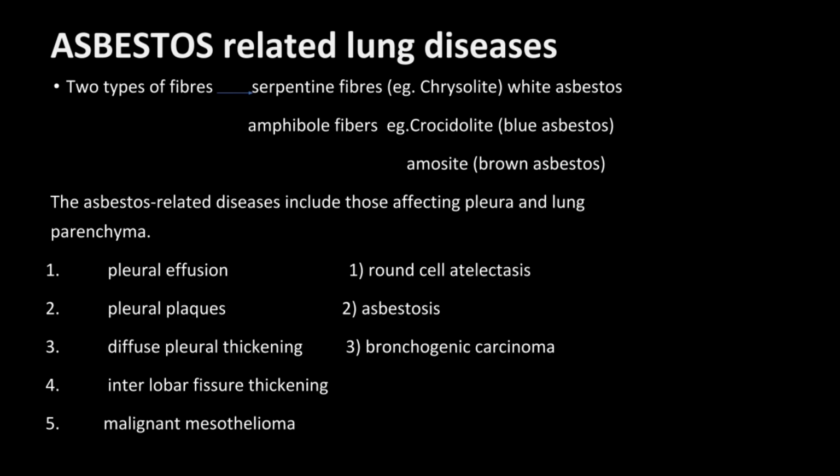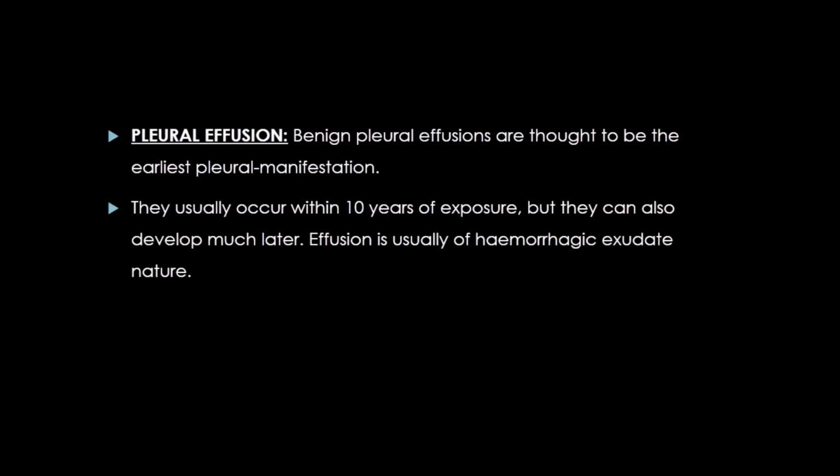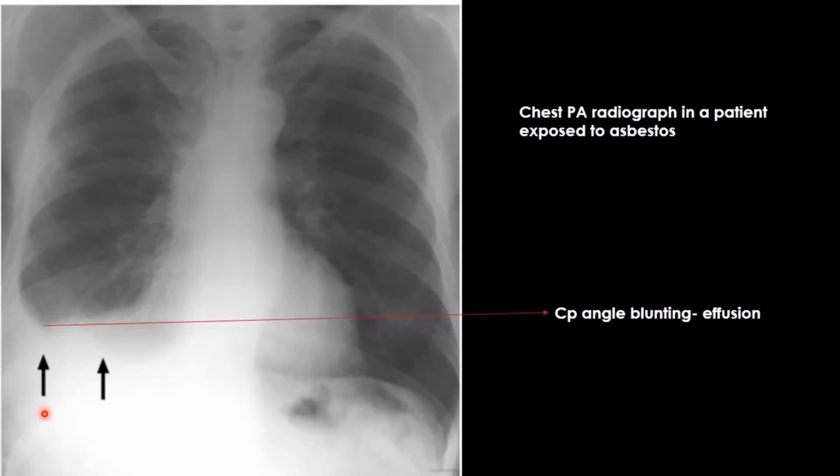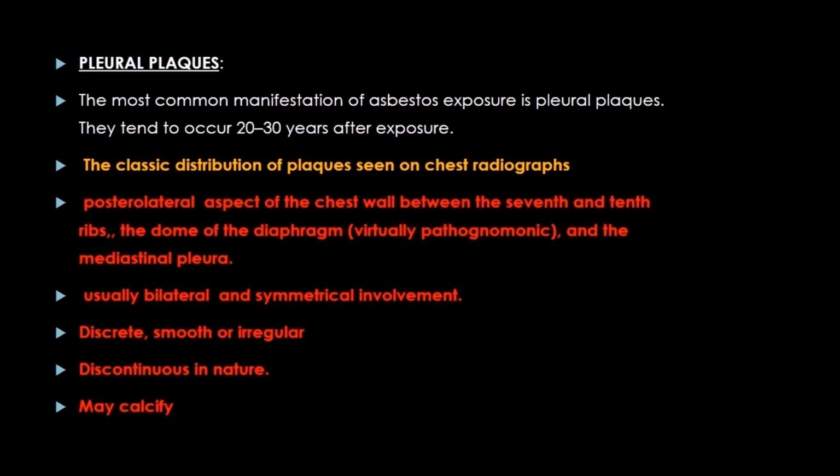First of all, coming to the pleural manifestations, the pleural effusion. The benign pleural effusions are thought to be the earliest pleural manifestation in an asbestos exposure. They usually occur within 10 years of exposure, but they can also develop much later. Effusion is usually of hemorrhagic exudative nature. Patient of asbestos exposure where you can see there is a blunting of the right CP angle which is consistent with effusion. Then the next manifestation is pleural plaques.